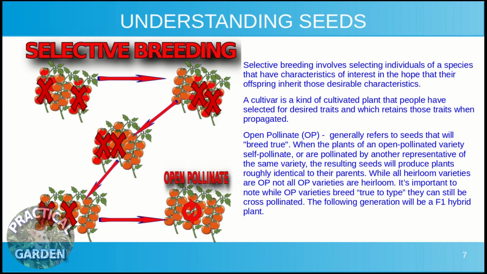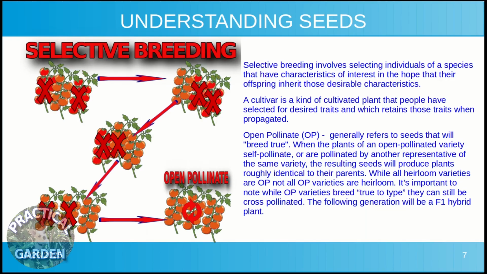Selective breeding involves selecting individual species that have characteristics of interest in order that the offspring inherit those desirable characteristics. After going through enough generations, and we're selecting which plants are showing those characteristics through different generations, we eventually end up with an open-pollinated cultivar. Open-pollinated generally refers to seeds that are breeding true.